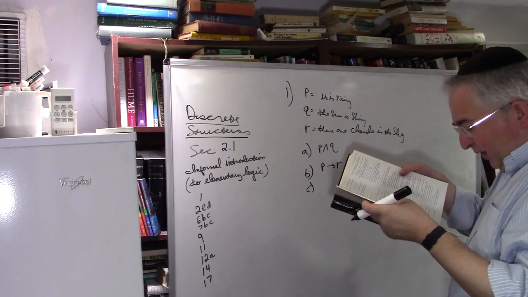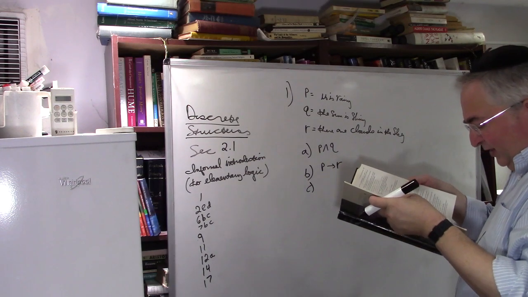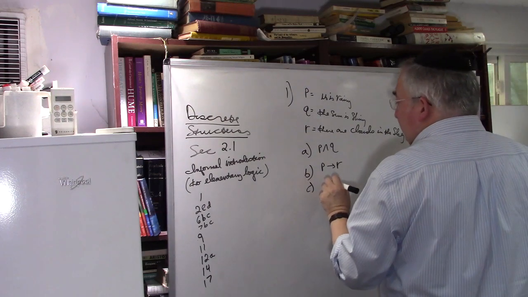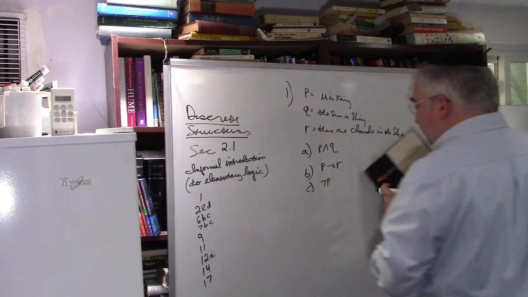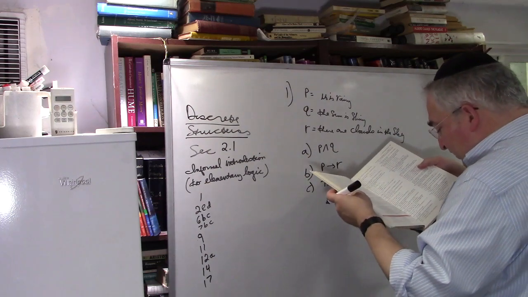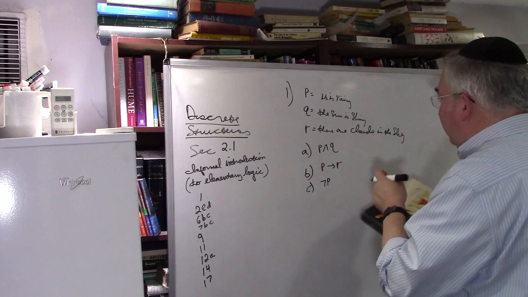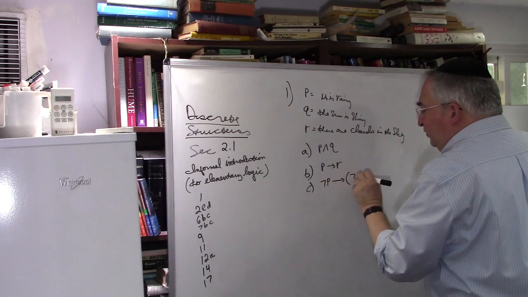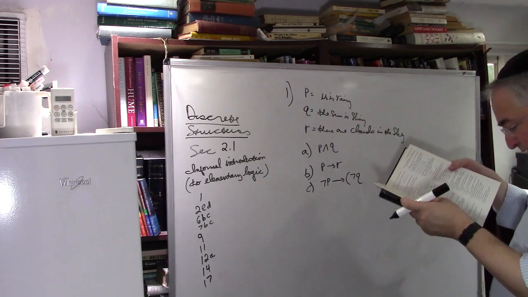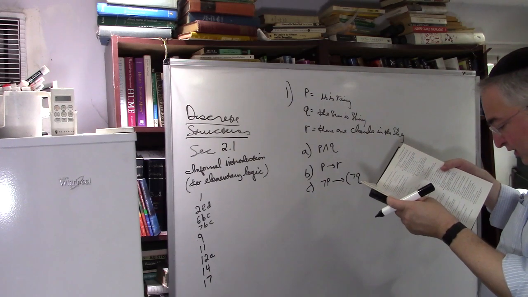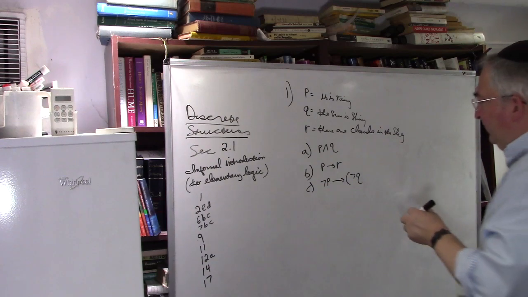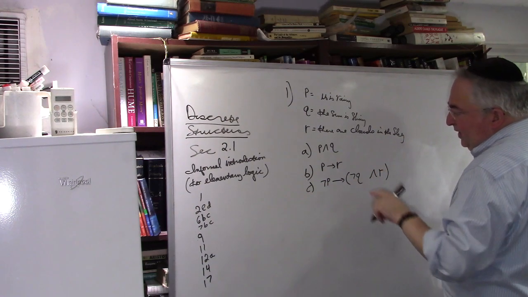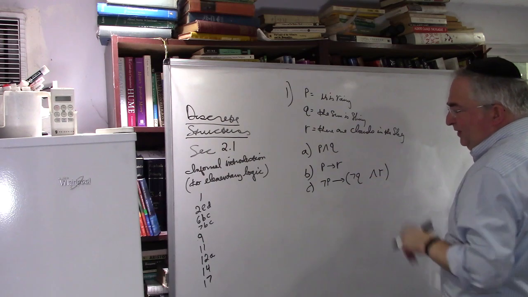C: if it is not raining, then the sun is not shining and there are clouds in the sky. If it's not raining, so that's not P, then the sun is not shining, that implies not Q, and there are clouds in the sky, R. It could be that the not goes on both of them, but I'm going to leave it like that.